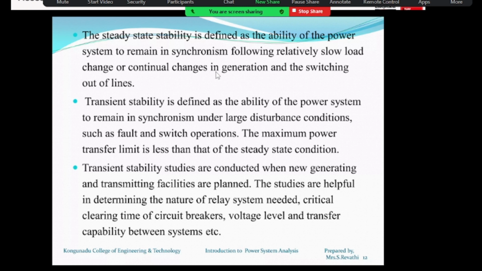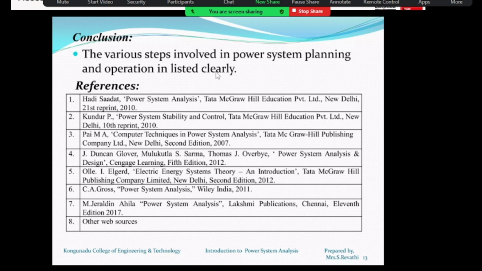Transient stability studies are conducted when new generating and transmitting facilities are planned. These studies are helpful in determining the nature of the relay system needed and the critical clearing time of the circuit breaker, as well as the voltage level and transfer capability between the systems. These are the various steps involved in power system planning and operation.